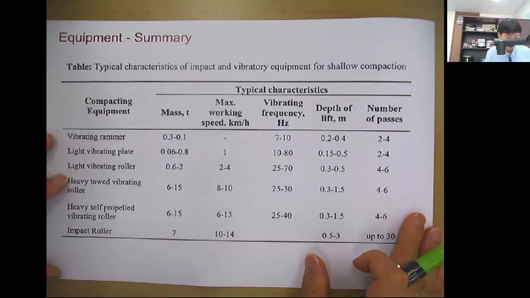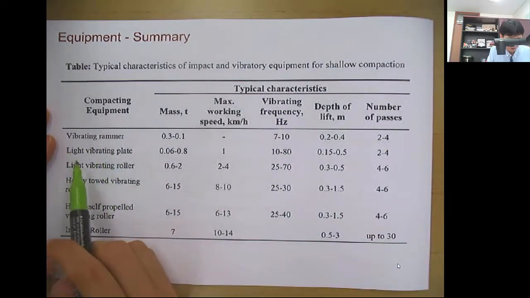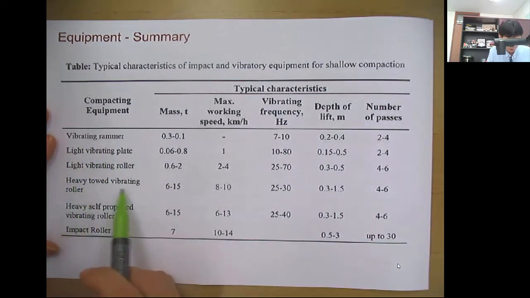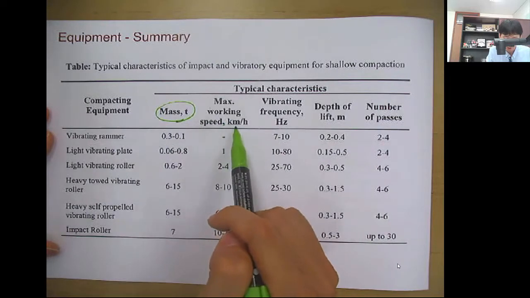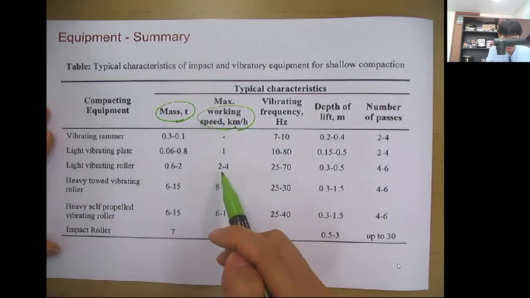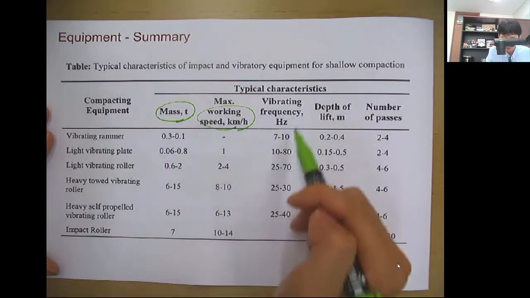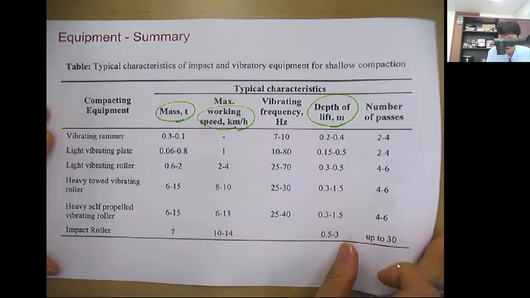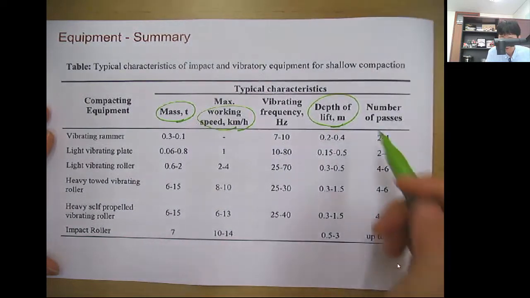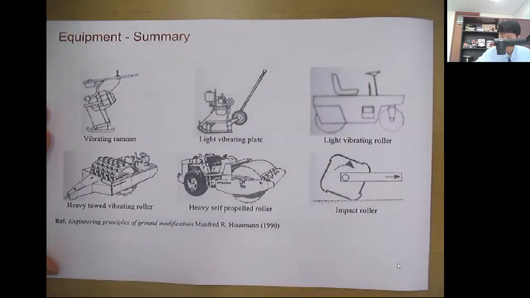And it also summarizes the equipment characteristics, like vibrating rammer, light vibrating plate, heavy towed vibrating rollers, impact rollers. It shows the mass and the working speed, so it's about 2 to 4 or 10 to 14 kilometers per hour, and vibration frequency and the depth of the lift, number of passes, suggested number of passes.